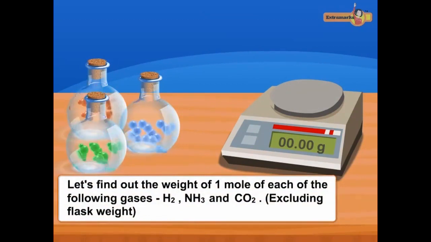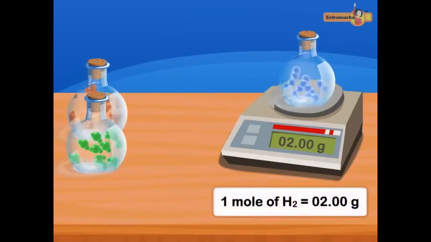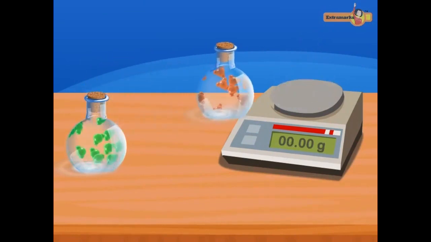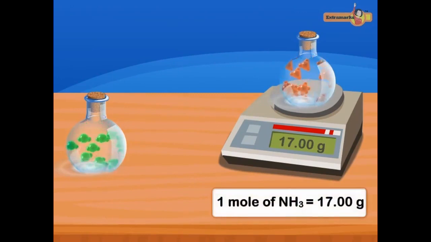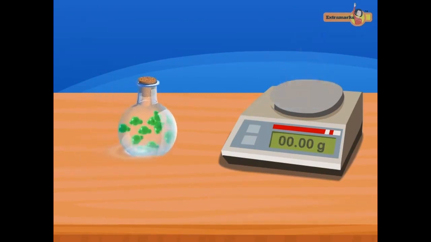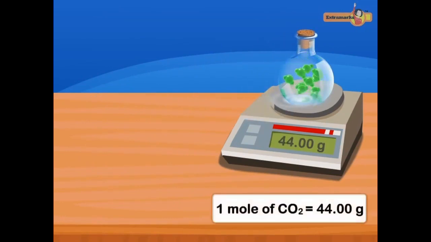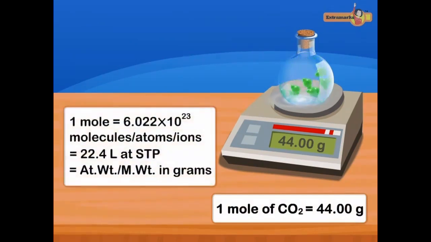First, we will find the weight of 1 mole of hydrogen gas. It weighs 2 grams. When we weigh 1 mole of ammonia, it weighs 17 grams. When we weigh 1 mole of carbon dioxide, it weighs 44 grams. The following equation shows how 1 mole of substance is related to the number of molecules, volume of substance and mass of a substance.